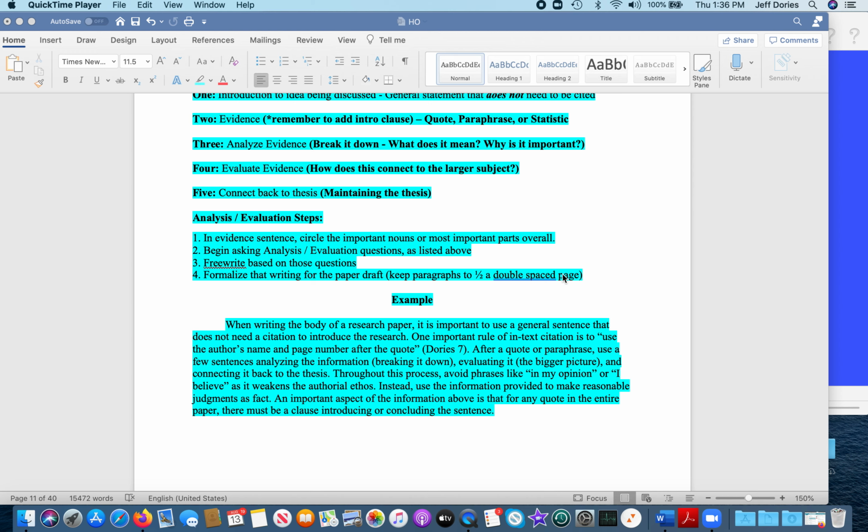Okay, and keep your paragraphs to half of a double-spaced page. It could be a little more, a little less, but if you're a lot less, that means you're not doing all five of these thoroughly. And if you're a lot more, it means you're doing too much of one of these.